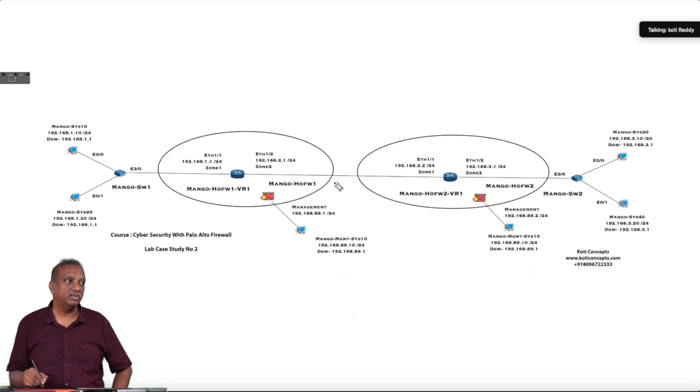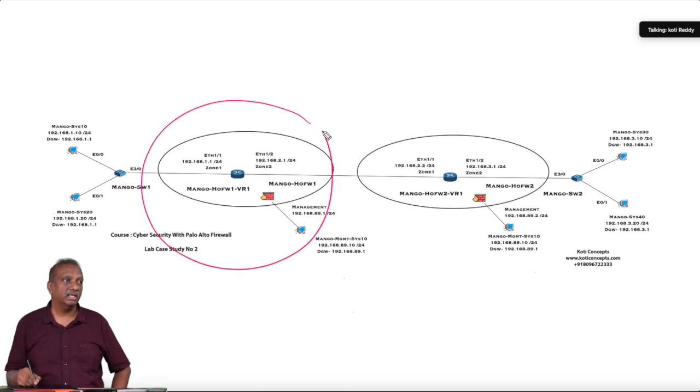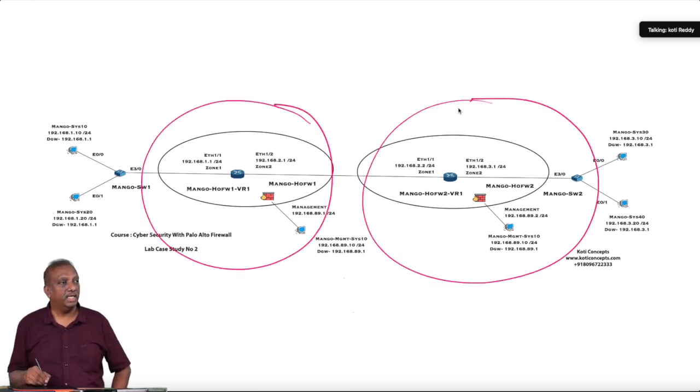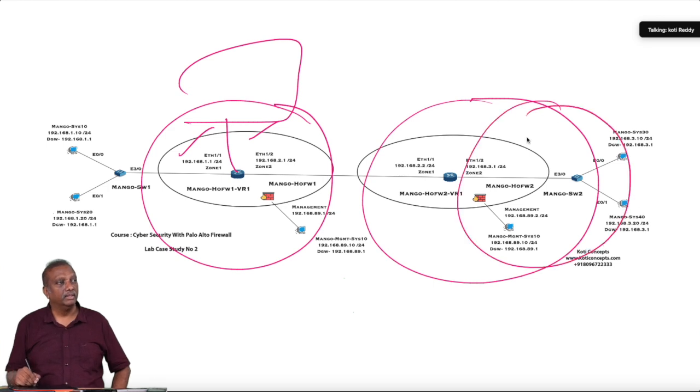Palo Alto firewall. This is one firewall box, this is another firewall box. And if you see carefully, this virtual router knows only routes for these two areas. It doesn't know routes for the 3.0 area. And similarly, this particular router knows routes for these two connected areas. It doesn't know the route for this area.